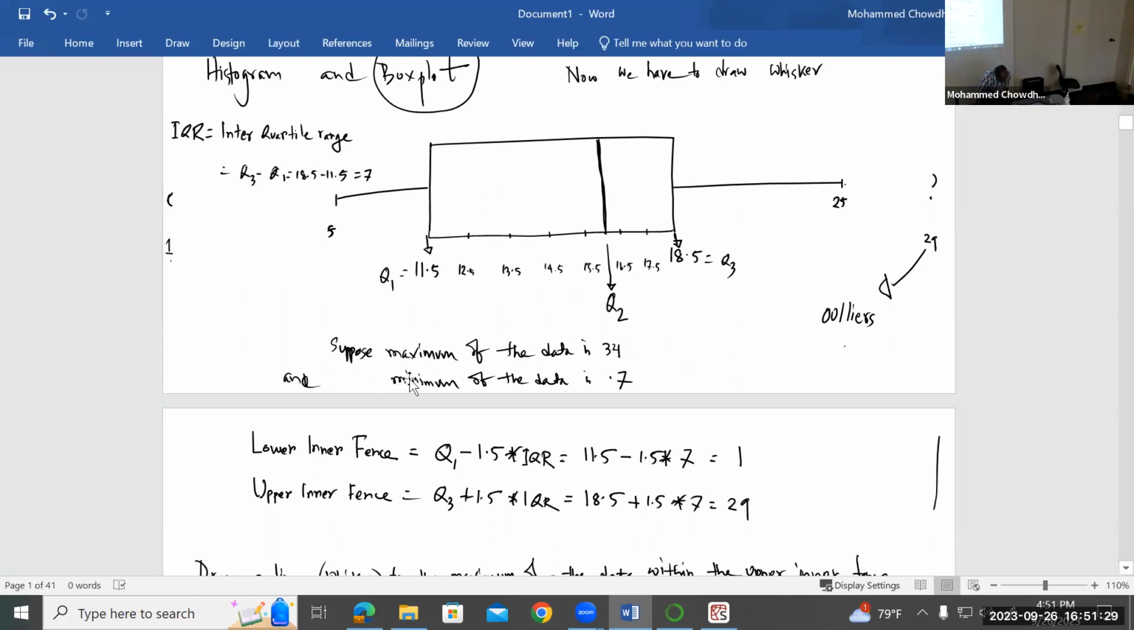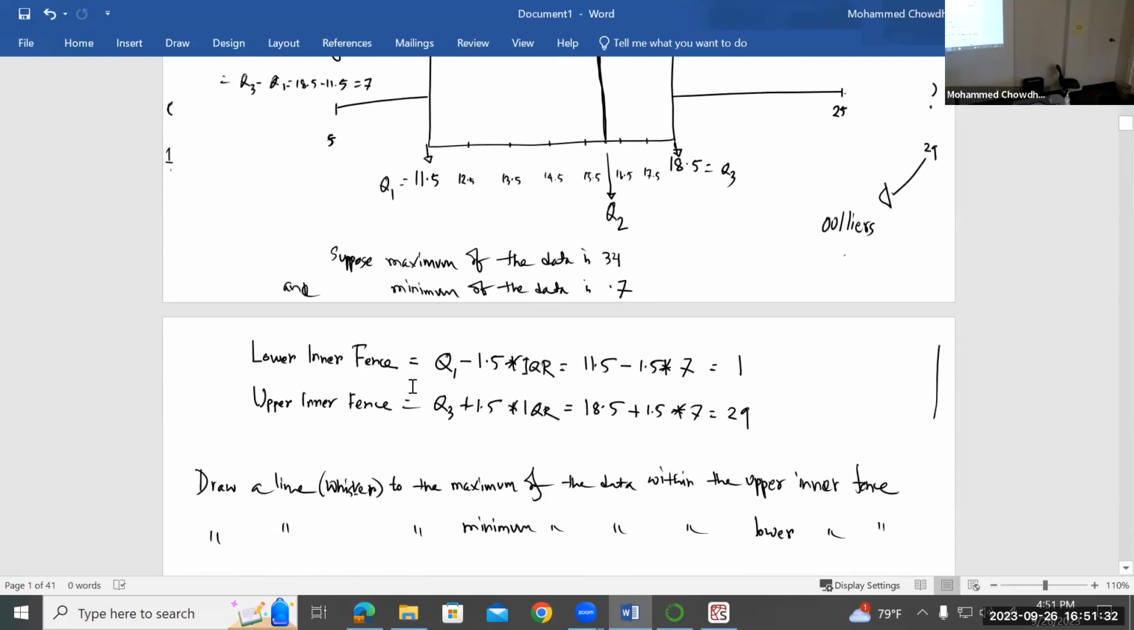Now I write this sentence in here. Draw a line, that means we start from the maximum of the data, the original data within the upper inner fence. Within the upper inner fence, the maximum data is 25. So I stop at 25. Now the question is, if there is another data point, suppose 27, then I have to take it to 27 because that 27 is within the 29. But if there is a 34, I cannot take the line up to 29.